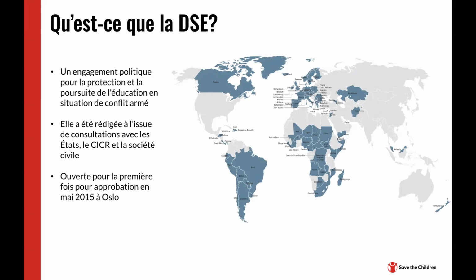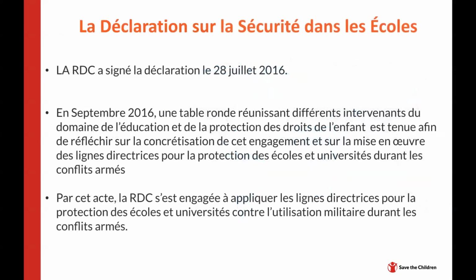That is how the Safe School Declaration came into being and was opened to signature after the first conference of Oslo on security in schools in 2015. To date, 19 states have signed the declaration worldwide, including DRC. Next slide, please.